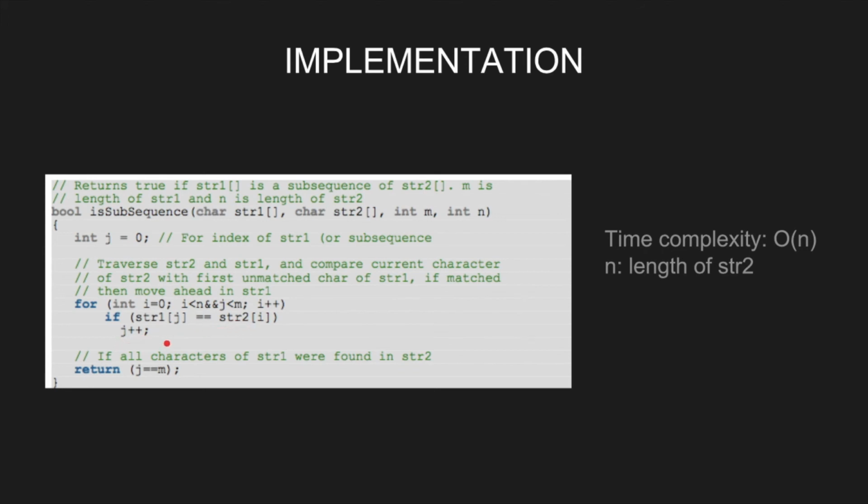If all the characters of string 1 were found in string 2, return true. That is, return j equal to m. The time complexity of both the methods is order n, where n is the length of string 2.